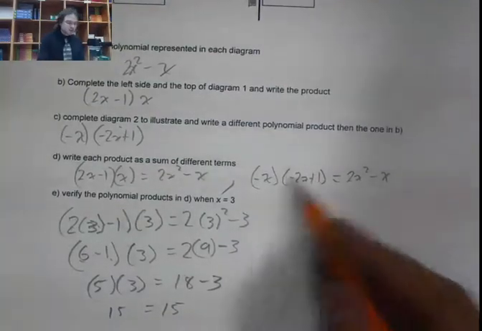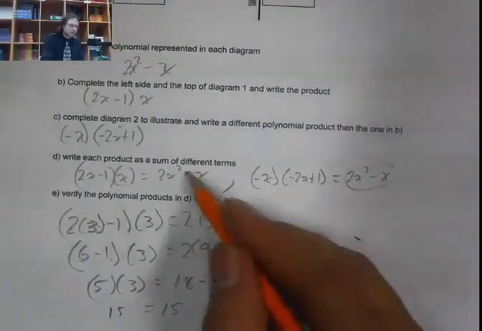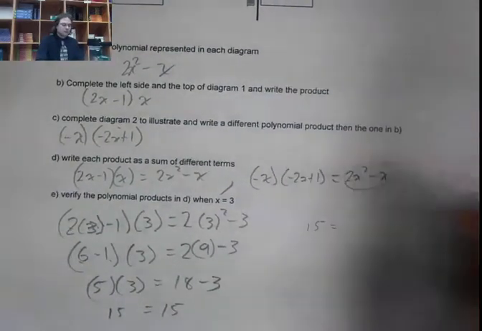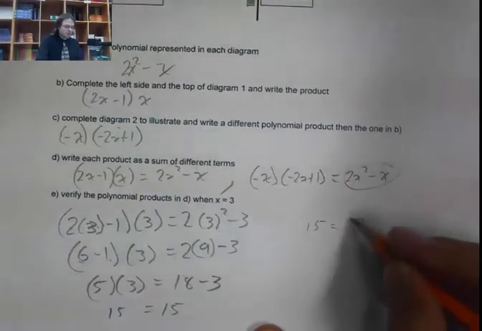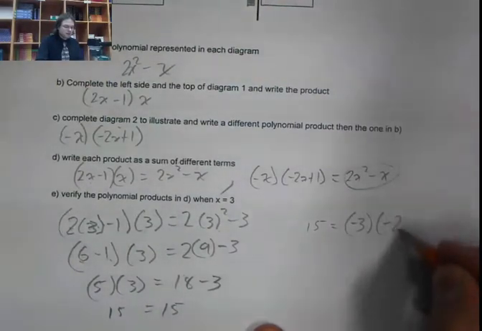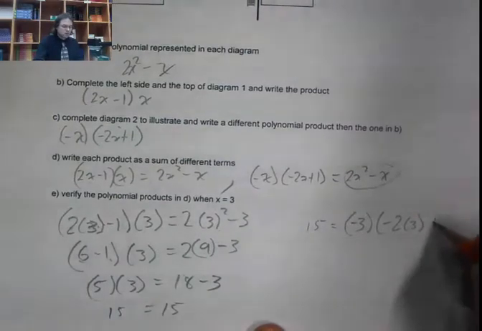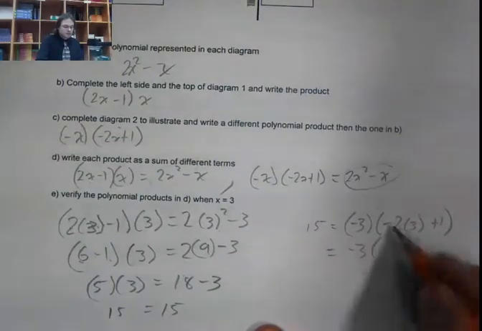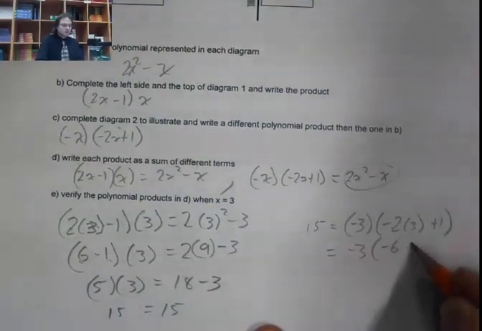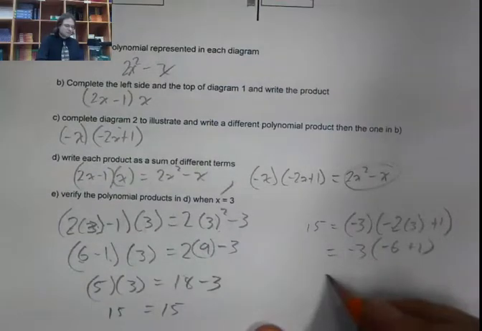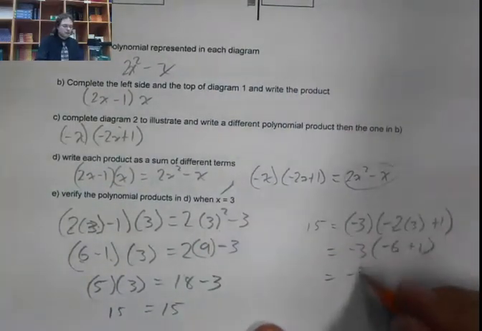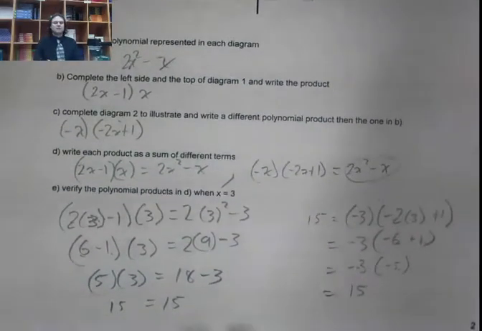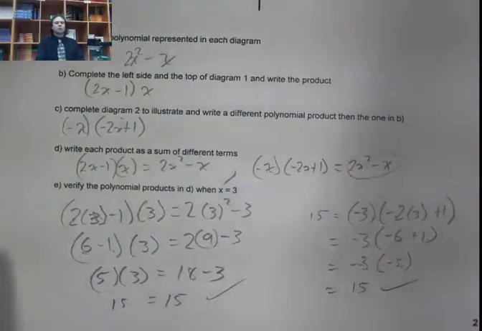Now let's do my second one. I know this is already equal to 15 because we solved it in the first one, so let's see if it works. I'm going to have negative 3 multiplied by negative 2 multiplied by 3 plus 1. Negative 2 multiplied by 3 will give me negative 6, and then we have plus 1. Negative 6 plus 1 will give me negative 5, so negative 3 multiplied by negative 5. Negative times negative is a positive, so I get 15. So 15 is equal to 15, so both of those work, and we just checked.